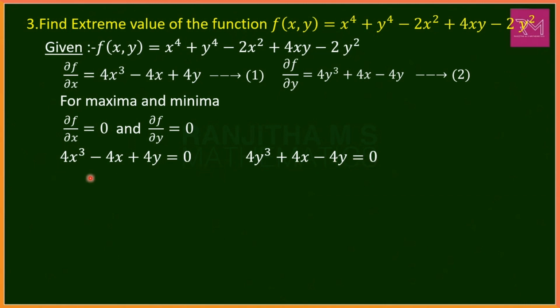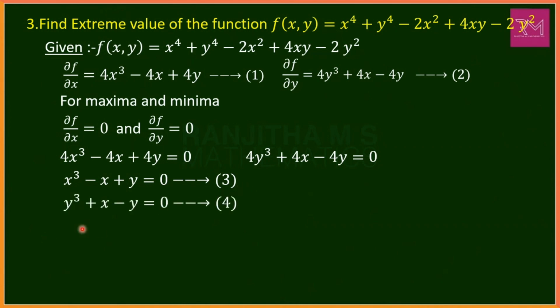Here we can take 4 as common and that term 4 goes to the right hand side, the equation becomes x cube minus x plus y is equal to 0. Call this as equation number 3. Similarly, for this if we take 4 as common and that goes to the right hand side, that becomes y cube plus x minus y is equal to 0. Call this as equation number 4.